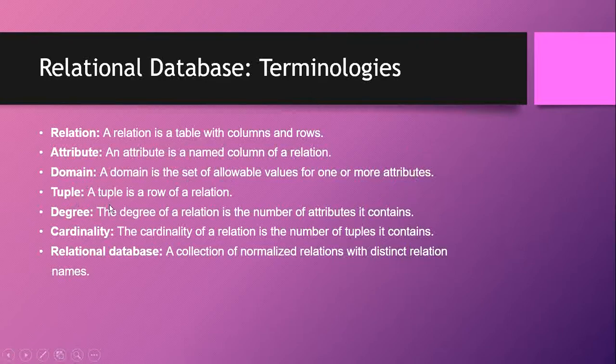Next we have tuple. A tuple is a row of a relation. A single record that is represented by a row in a table is called a tuple. For example, a record of a single student.